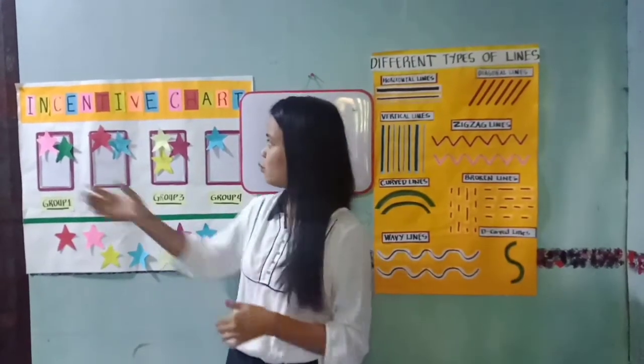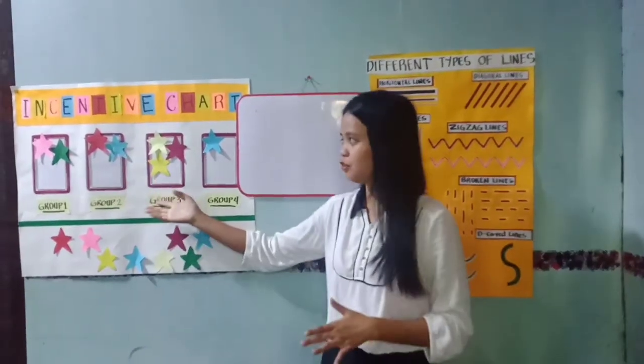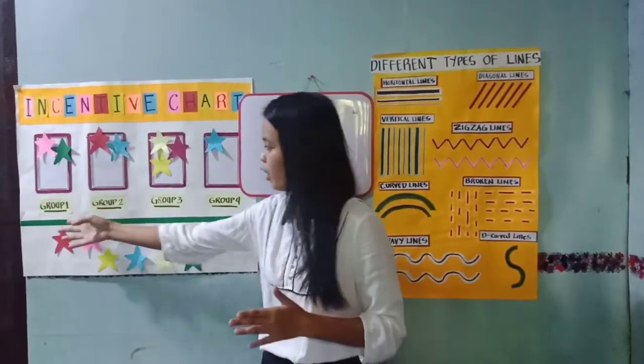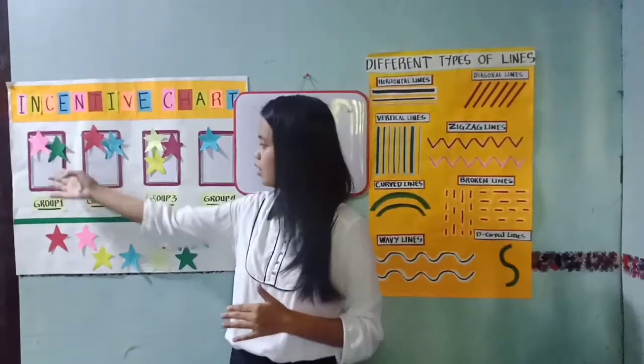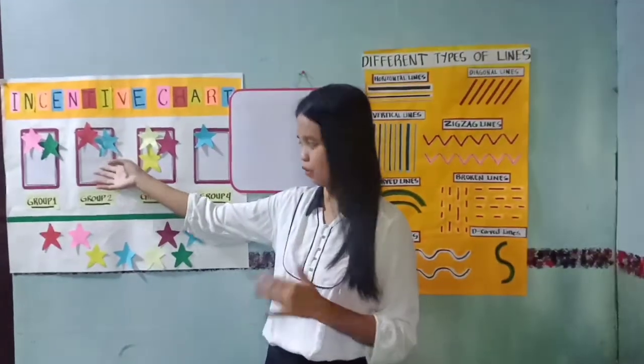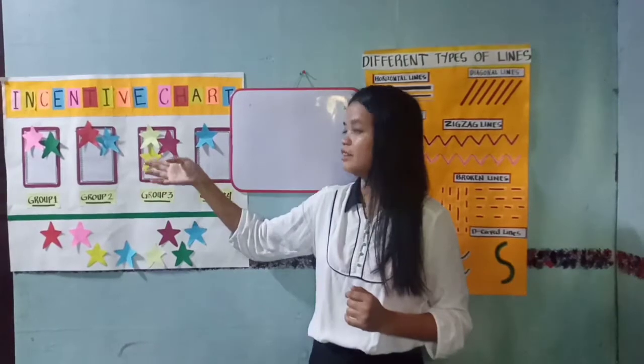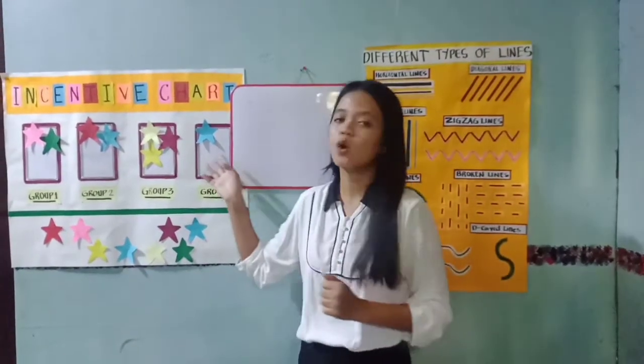So as you can see, we have here our incentive chart. As for group 1, we already have 2 stars. Group 2, we also have 2 stars. Group 3, 3 stars. And group 4 is 1 star.